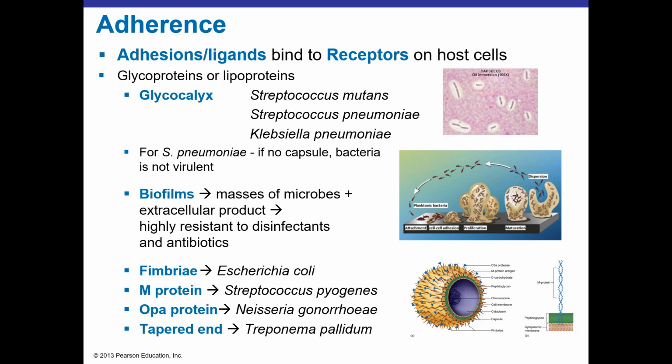Other examples of adherence, we talked about the fimbriae in chapter 4. So those needle-like projections on things like E. coli that allow them to stick on. M proteins, same principle, but just specific proteins for Streptococcus pyogenes, OPA proteins for Neisseria gonorrhoeae, and even the spirochete, the Treponema pallidum, those tapered ends help them to adhere as well.